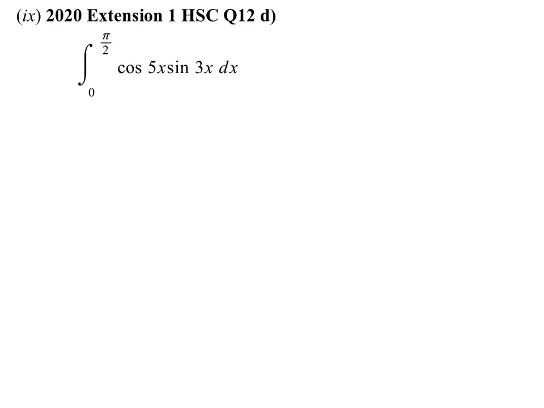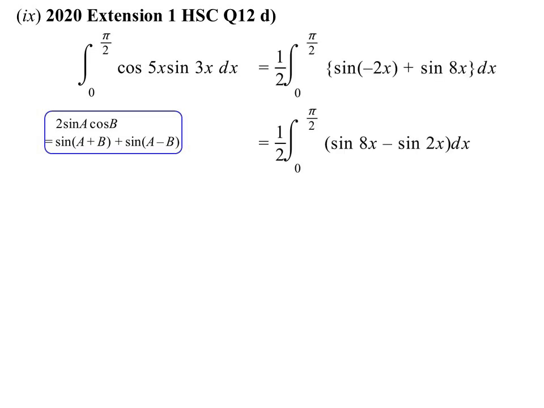Here's a 2020 paper. They asked this one. 0 to pi on 2 cos 5x times sine 3x. There is no way I'm going to be able to write that as derivative times the function because the angles are different. So this is playing with our product to sum idea. So there it is. 2 sine cos goes to sine a plus b plus sine a minus b. So we can rewrite that now. And I get 2 functions that I can integrate.